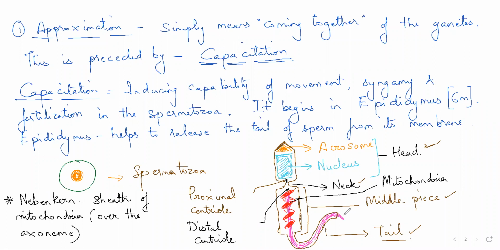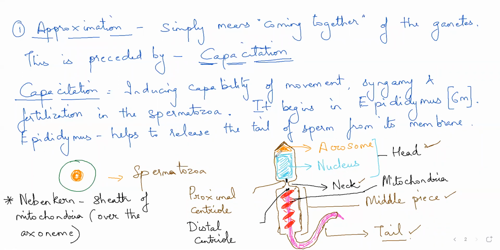But in that particular question asked in AIIMS, the question was, which part of the sperm is devoid of, is lacking the cell membrane? The options were head, middle piece, tail, and none of the above. The answer was none of the above, because the complete sperm is covered by the cell membrane. It's covered.